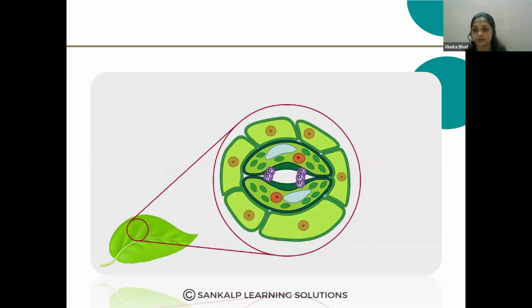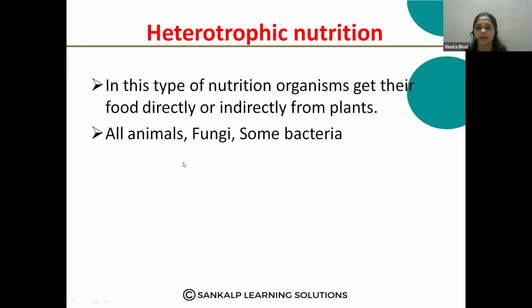Okay, then we have completed what is autotrophic nutrition. Second topic is heterotrophic nutrition. What do you mean by heterotrophic nutrition? Heterotrophic nutrition means the organisms depend on the plants or plant products directly or indirectly. Directly means, for example, deer and cow depend on the plants directly. They eat the plants directly and they get their nutrition.